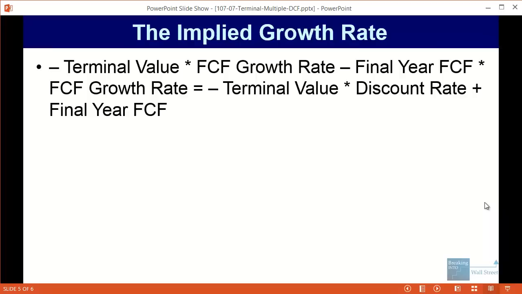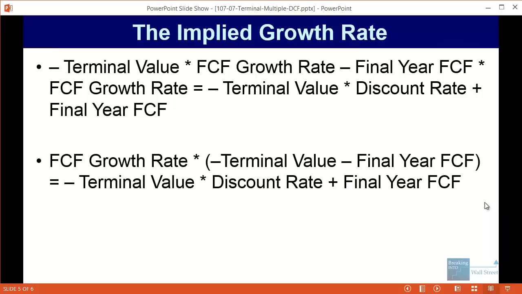So here's what we ended up with last time. Now let's continue with this and go through the next few steps to get to our final solution here. So now we get to the part where we can group the terms together.